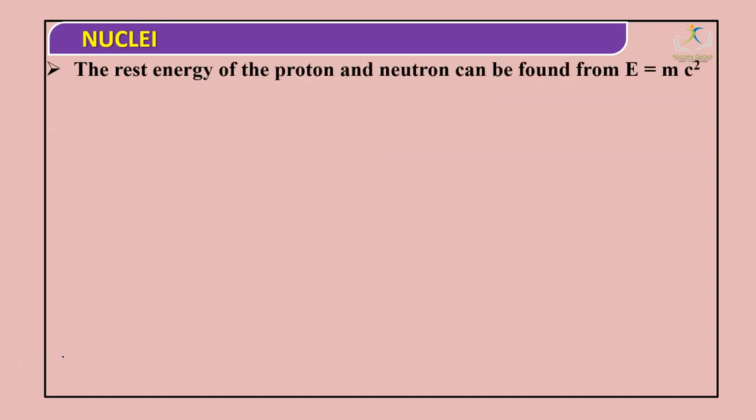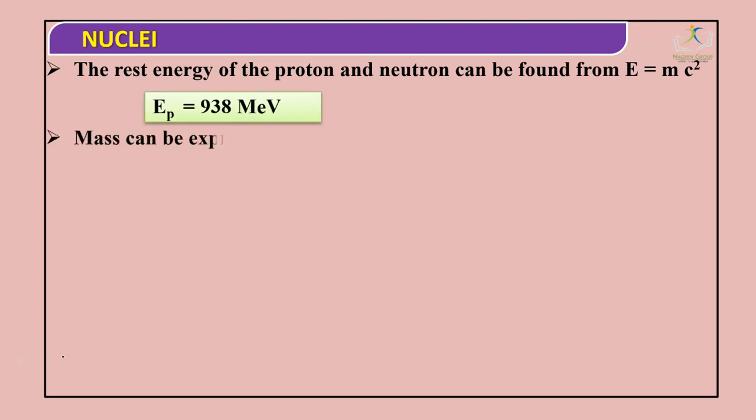The rest energy of proton and neutron is found from E = mc², and for a proton this will be 938 mega electron volt.